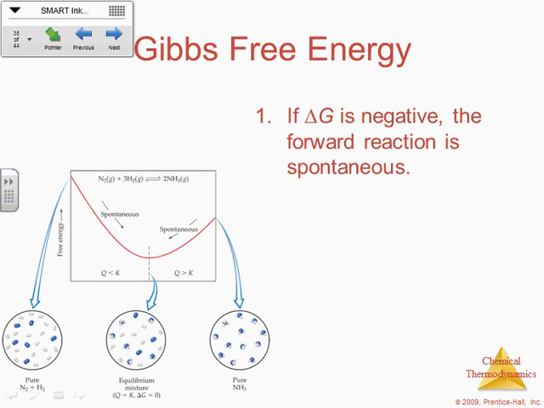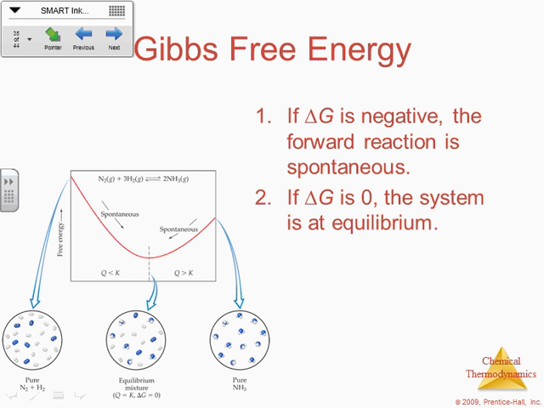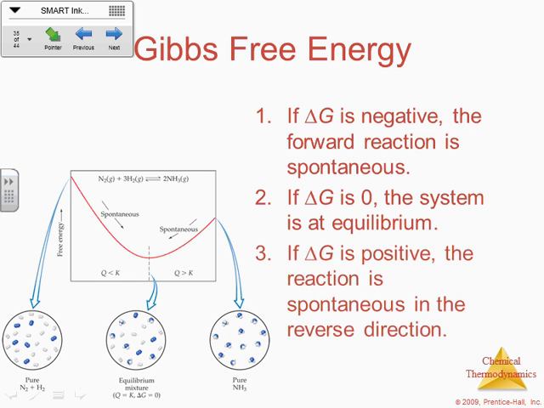So if delta G is negative, then the forward reaction is spontaneous. If delta G is 0, system is at equilibrium. And if delta G is positive, the reaction is spontaneous in the reverse direction. Okay? So it's always spontaneous in one direction or another. When we're talking about an equilibrium reaction, your delta G will basically tell you which direction it is spontaneous in.